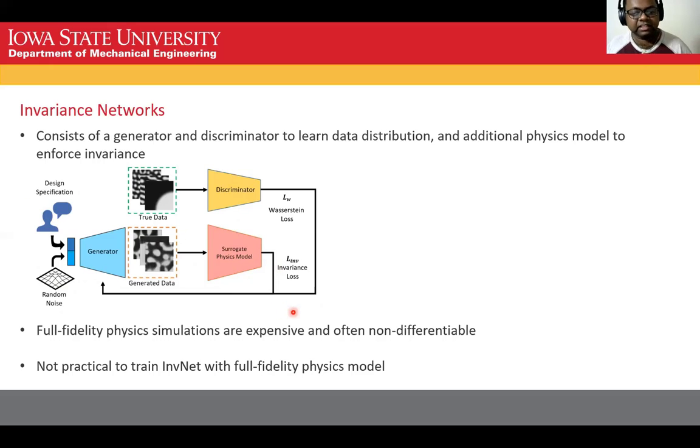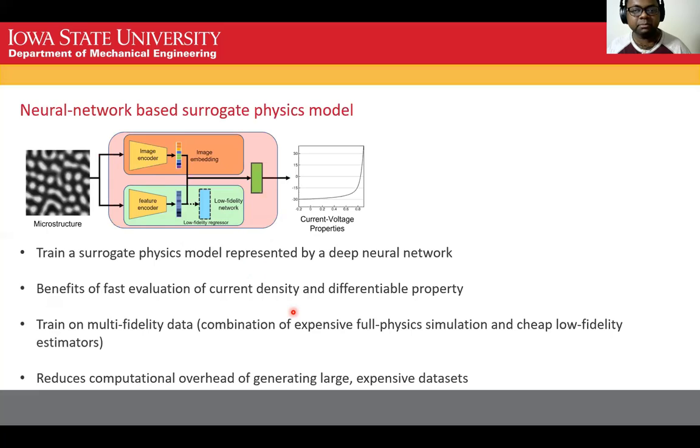Now, running full physics simulations is very expensive and not differentiable, or at least implementing it is not very trivial. Instead of using a full physics model, we use a deep neural network based surrogate physics model. This helps us get fast evaluation of the current density and also has the property of differentiability. These two properties help us get quick results for our generative framework, but training requires a lot of data.